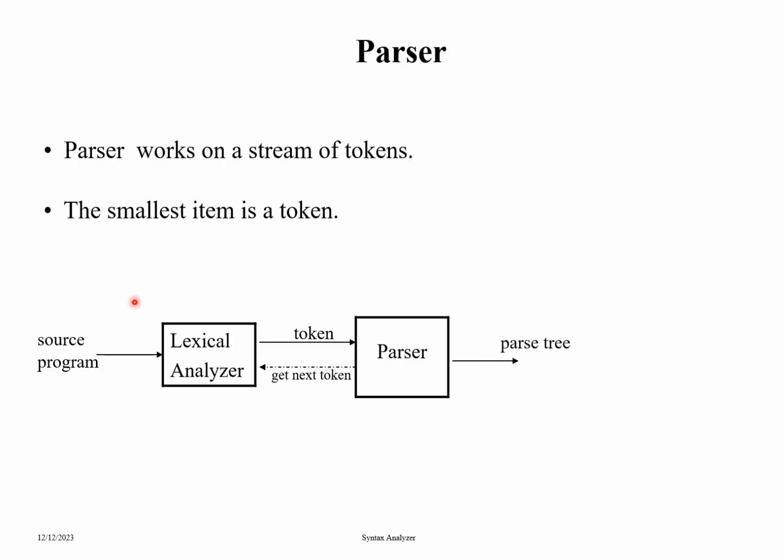This is a parser. Here we have a lexical analyzer. The input is a source program. The output is a token. The token is given to a parser. If the token is valid, then it generates a parse tree. The parser includes a context-free grammar, and the token is an input string. Once the string is validated by the parser, it generates a parse tree. If not, it does not generate a parse tree. Once the token is received, the parser requests the next token.